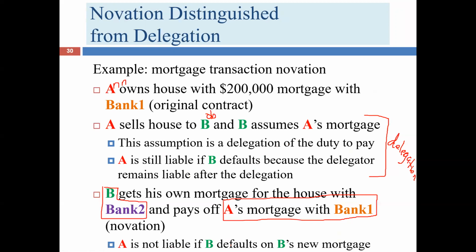Ann is not liable if Bob defaults on Bob's new mortgage. So this is a novation. This is an example of how a delegation and novation are similar in many senses, but there's some important differences between the two.